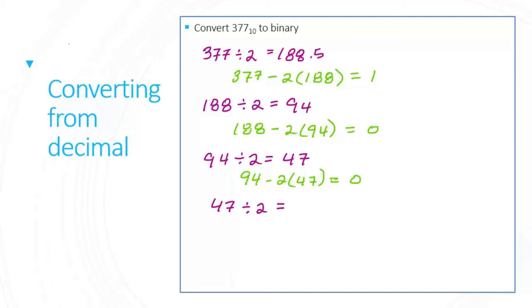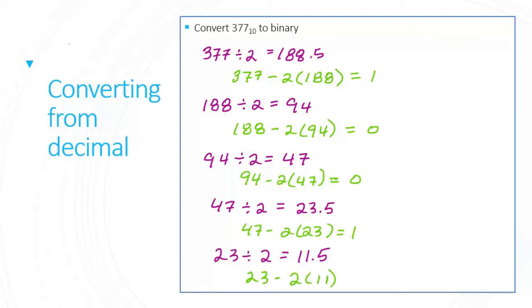47 divided by 2 is 23.5. In other words, we can remove 23 groups of 2 from 47, and we'll have 1 left over. We show this by saying we take 47 and remove the 23 groups of 2, and we find that equal to 1. We'll have a remainder of 1. Now we're left with 23. When we divide 23 by 2, we get 11.5. We can remove 11 groups of 2, and we'll be left with a remainder of 1.